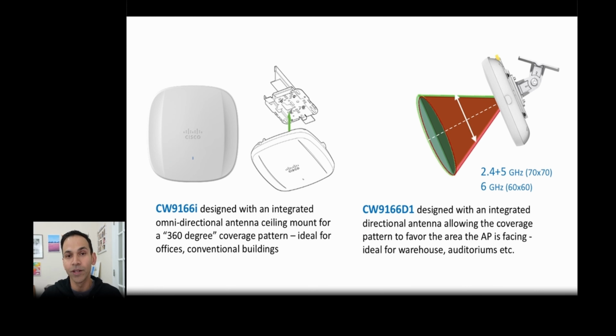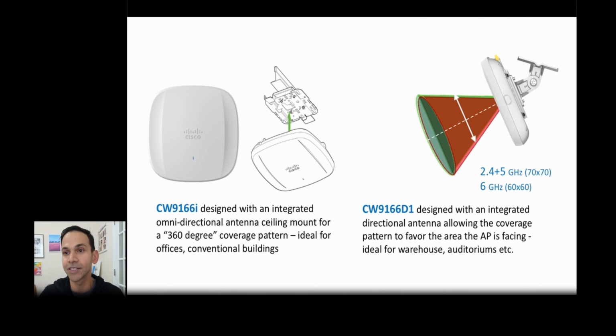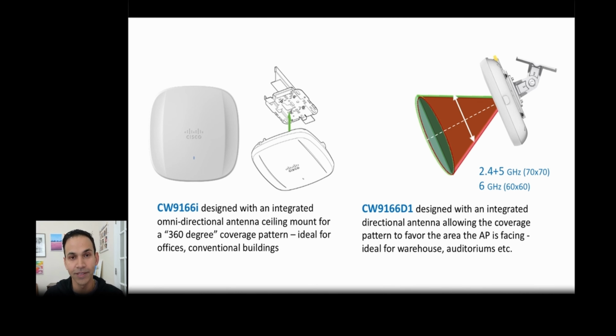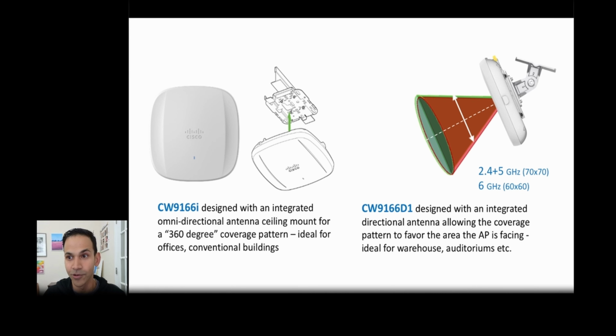For omnidirectional, we have the 9166i that we have already talked about previously. The 9166D1 has been designed with a 6 GHz beam of 60 by 60, while 2.4 and 5 GHz go with 70 by 70. And it will be perfect for use in scenarios like warehouses, high density classrooms, auditorium rooms that we talked about, hallways, and hangars.